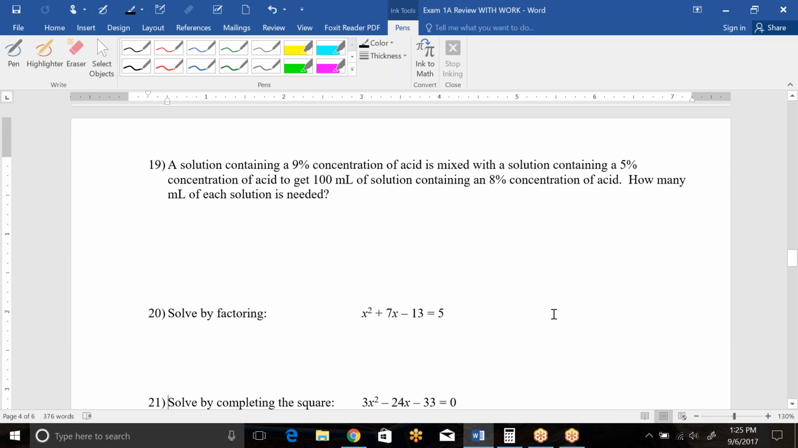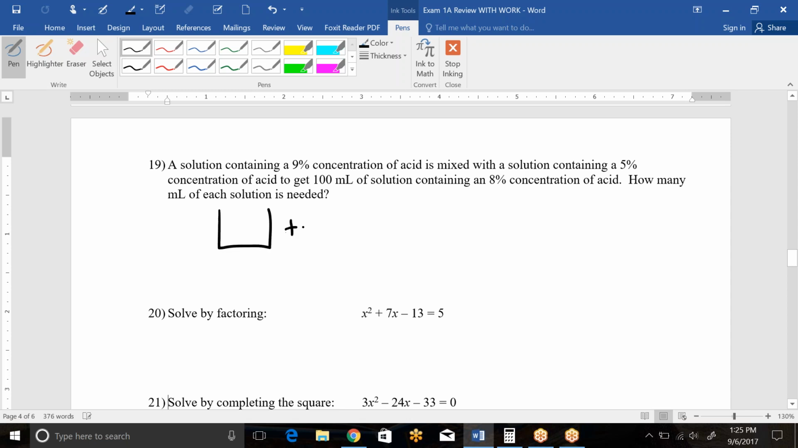Okay, let's look at 19. A solution containing 9% concentration of acid is mixed with a solution containing 5% concentration of acid to get 100 milliliters of a solution containing 8% concentration of acid. How many milliliters of each solution is needed?